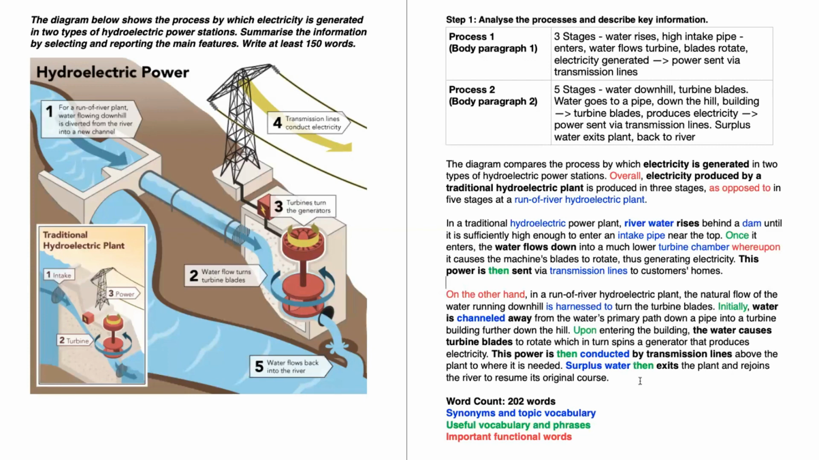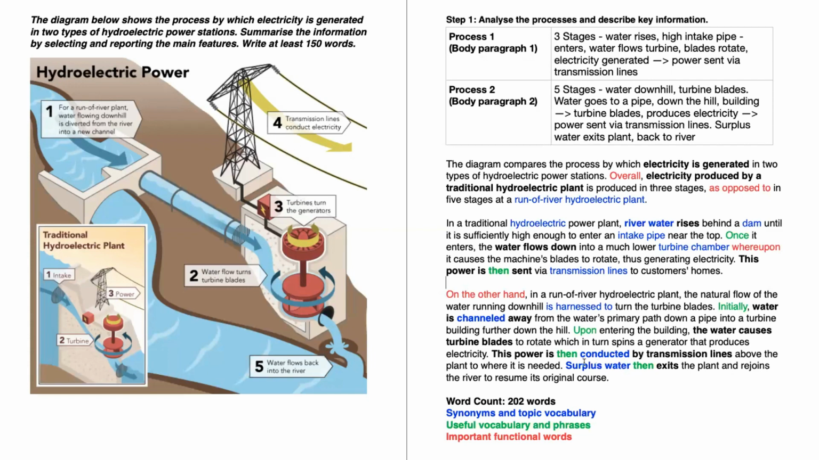These are important sequencing phrases. And then we've got our synonym and topic vocabulary. Harnessed, again, is a great verb to use for this type of diagram and process. Channeled away is excellent for water, when you see that things are sent in a certain way down or into the river. Then conducted is a great verb for power, and we also see it here.